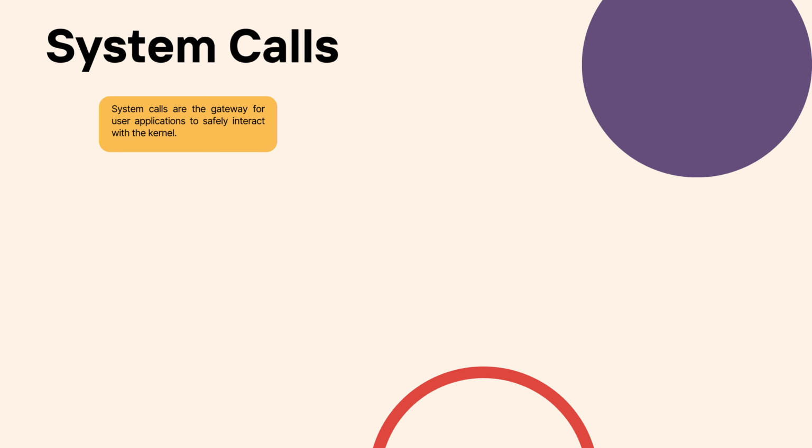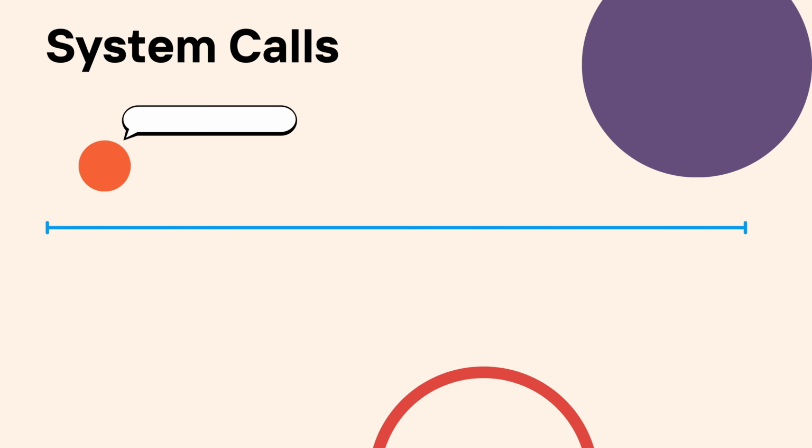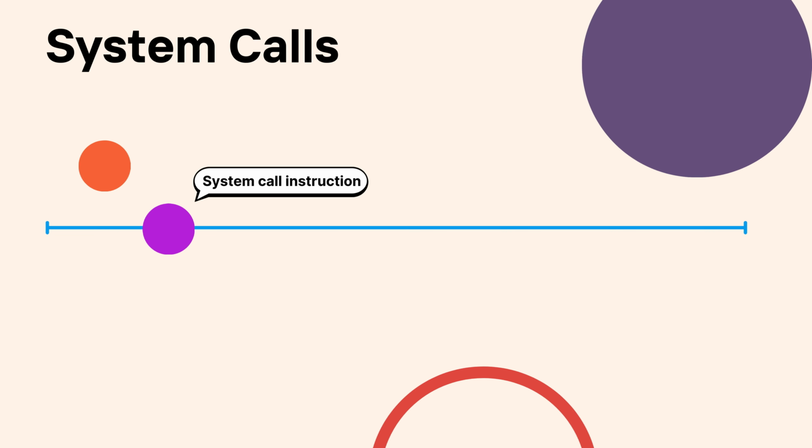System calls are the gateway for user applications to safely interact with the kernel. Here's what happens under the hood. A user app requests an action, like writing to a file, through a library function. For example, printf in C, which internally calls write. This triggers a system call instruction, such as syscall on x86 or svc on ARM.